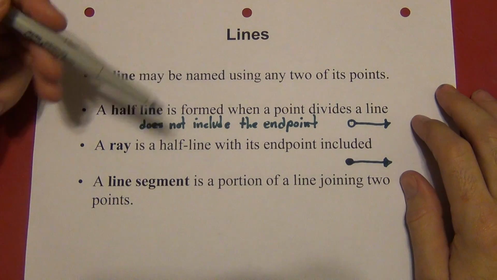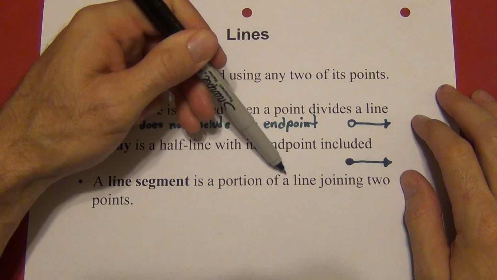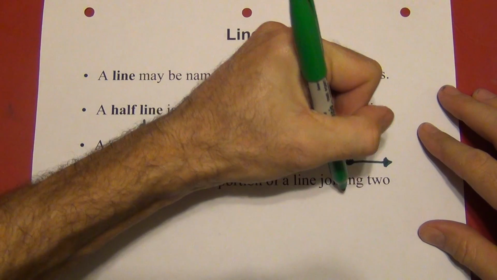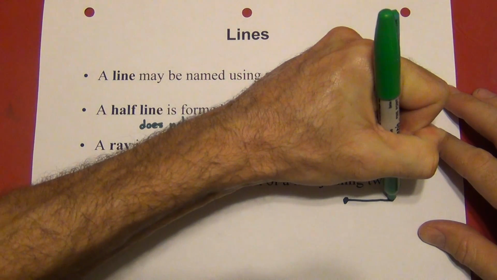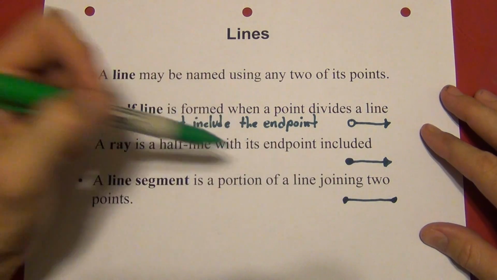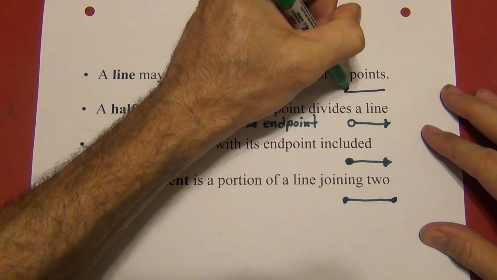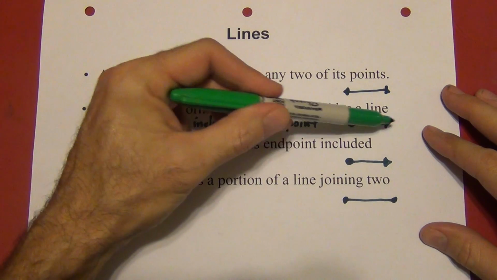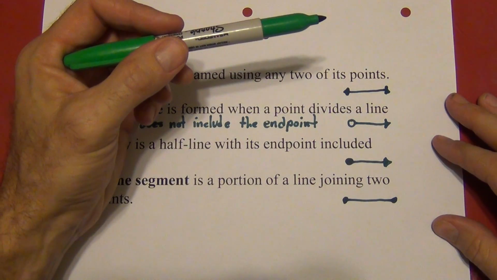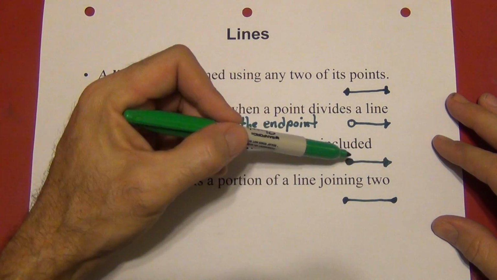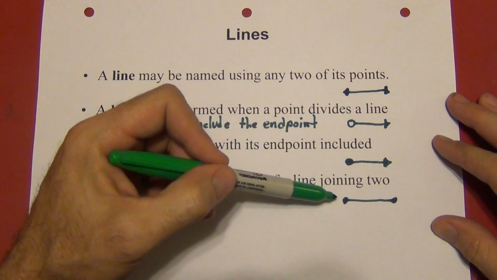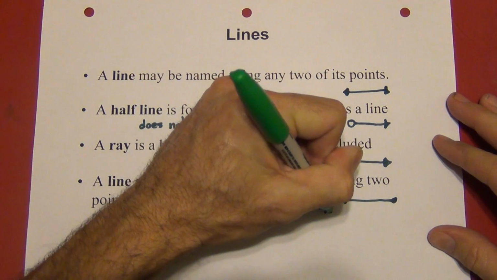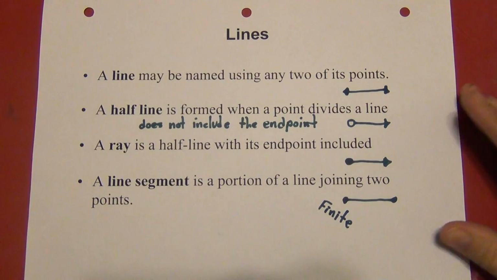And, of course, a line segment is a portion of a line joining 2 points. Okay? So now this is finite. Got an endpoint here, got another point over here, and I connect them. Alright? So a line doesn't have any sort of ending. It's infinite. Okay. The half line is infinite in one direction and doesn't include the endpoint in the other direction. A ray is infinite in one direction and includes the other endpoint. And a segment has 2 endpoints and is finite. So this one is the finite one of the group.